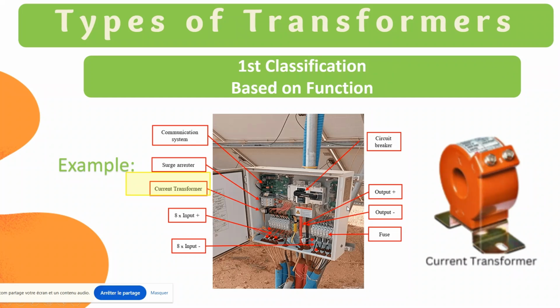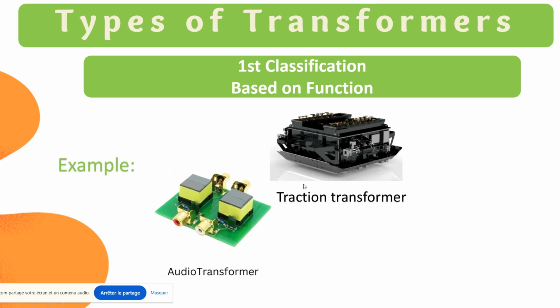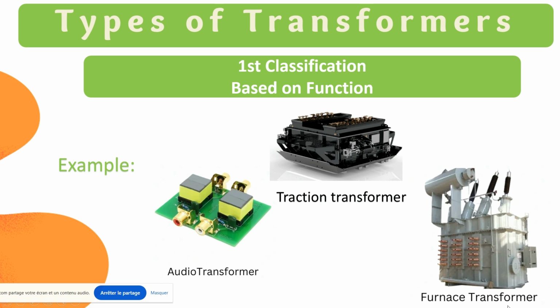This is a current transformer. This is a second kind of transformer. So we don't need to break the circuit, we only need to place this transformer in the first place. Au cours de l'installation, on place le transformateur, ensuite il va nous donner des mesures. D'accord. We have another audio transformer, and we also have the traction transformer, as I said, which is used in trains, and we also have the furnace transformer, les transformateurs qui sont utilisés généralement dans les usines.